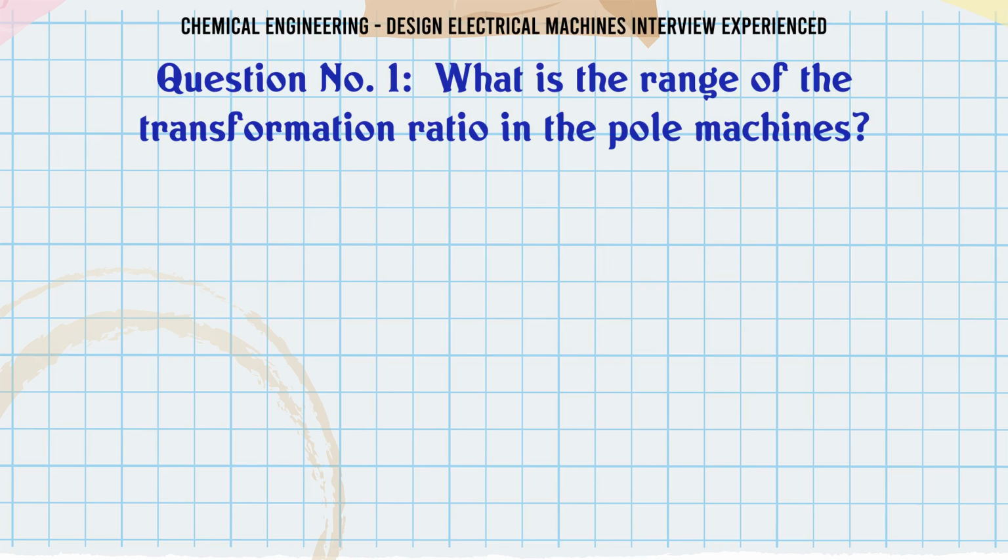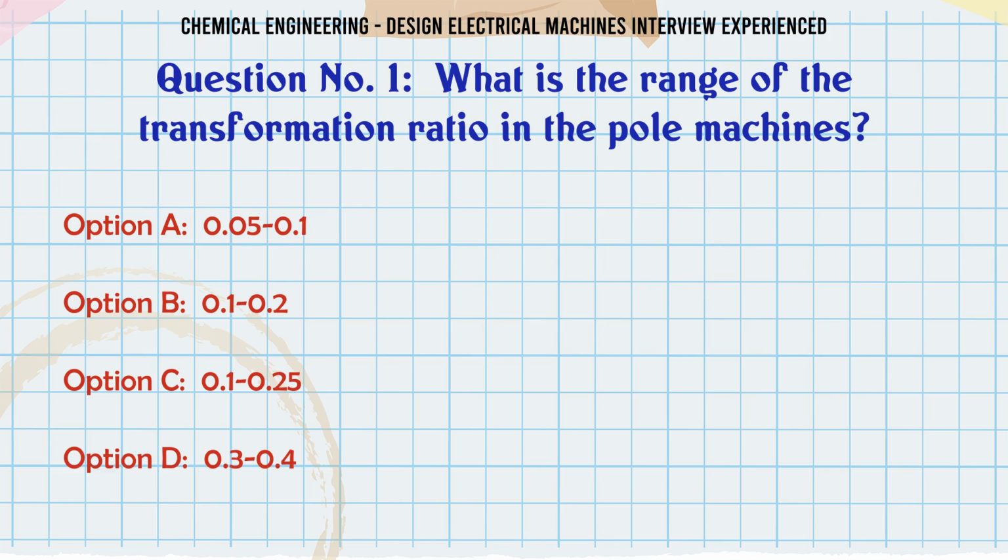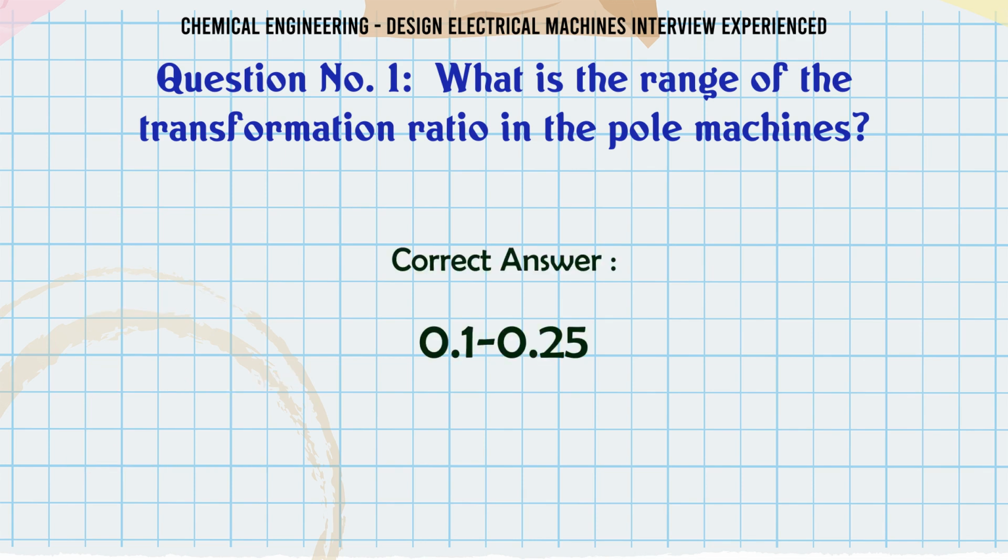How many types of electrical insulators are present on the basis of voltage application? A. 2, B. 3, C. 4, D. 5. The correct answer is 2.